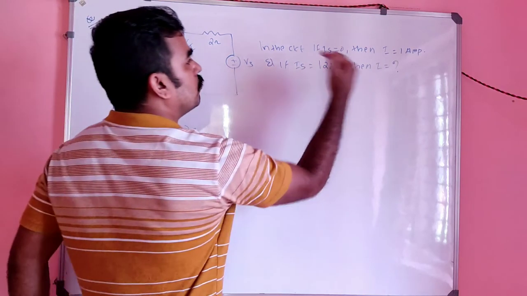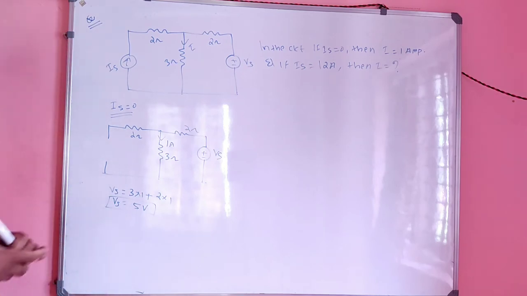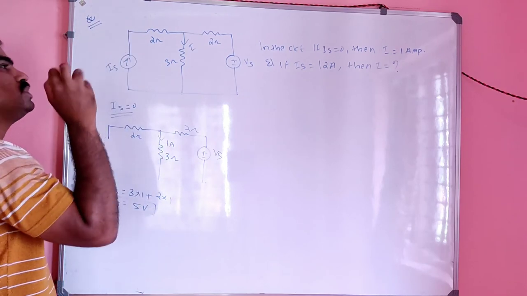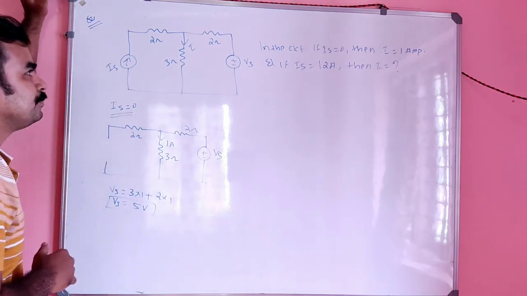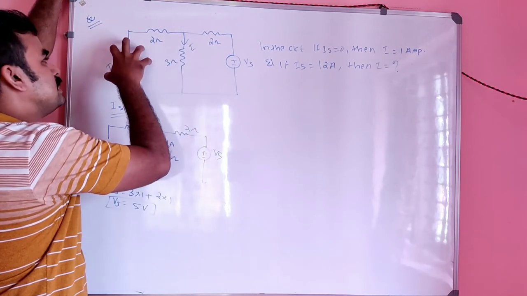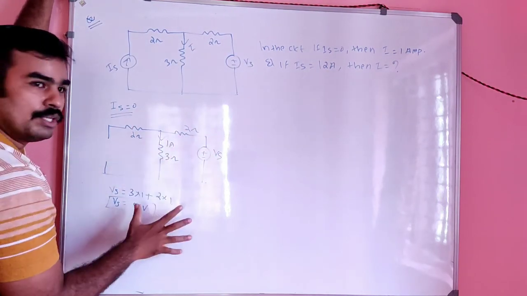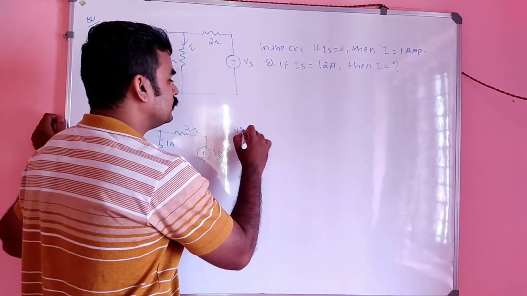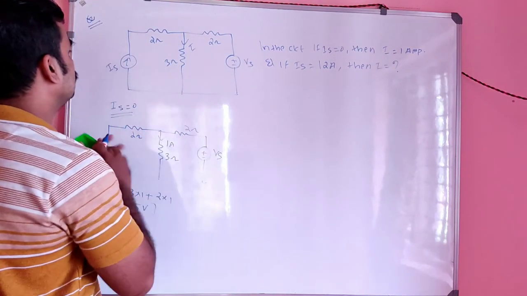And next, if Is equal to 12 ampere, then what is I? If you see the problem carefully, you can apply superposition here. How? See, in the first condition, this source is supposed to be zero and only this source exists. Right? And in the next session, you can apply only what? Only Is.